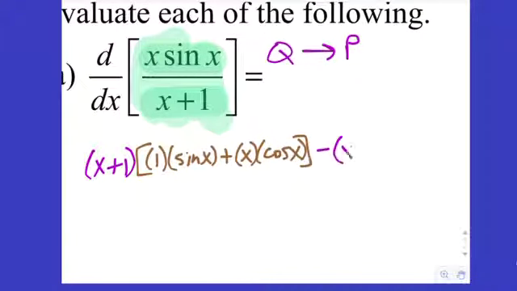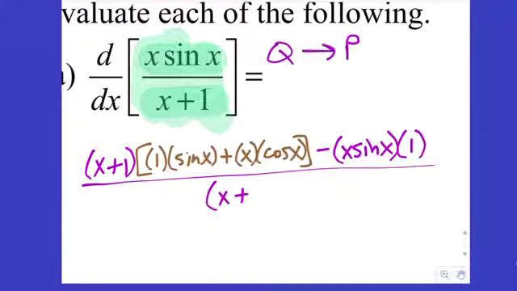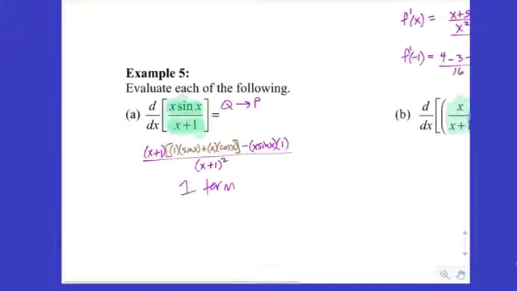Now it's minus hi times d-ho, which is 1, all over ho-ho, or x plus 1 squared. So the brown part is the product rule inside the entire purple part, which is the quotient rule. And if you notice again, this is one term. It's huge in the numerator, but it's still just one term. In other words, we already have a common denominator.